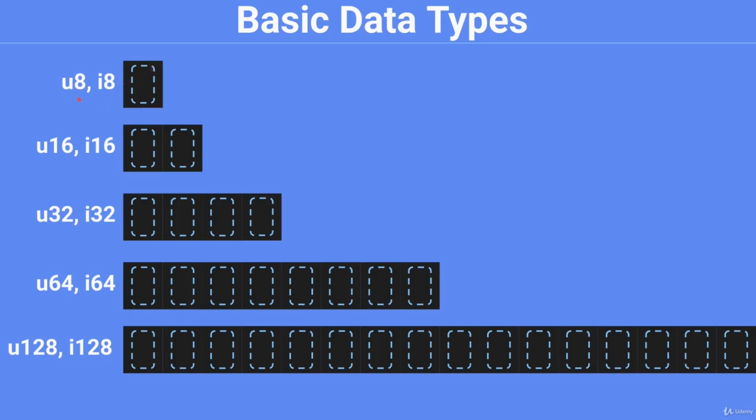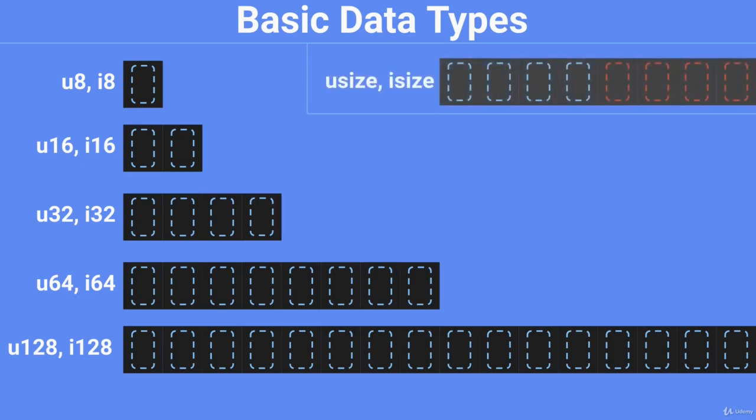And now the number after the letter indicates the size of this integer. A U8 is an 8-bit number, or 1 byte, and it can range up to 128 bits. There are also 2 special kinds of numbers in Rust, which are the usize and the isize. So the usize and the isize are architecture-dependent types. They will be 32 bits on a 32-bit architecture, or 64 bits on a 64-bit architecture.